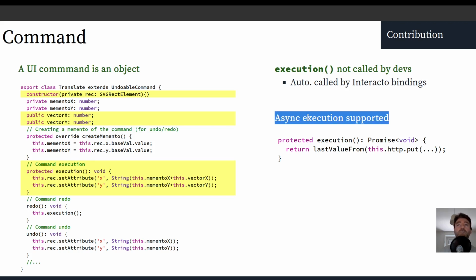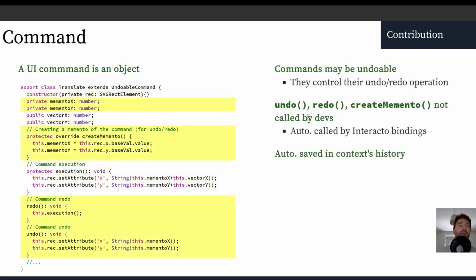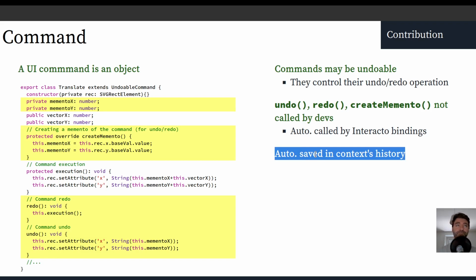Developers can also specify async execution of the command. And if the command is undoable, developers have to code the undo-redo operation within the command. They can also create a memento to revert the command. And once executed, an undoable command is saved automatically in the undo-redo history of the current Interactor context.